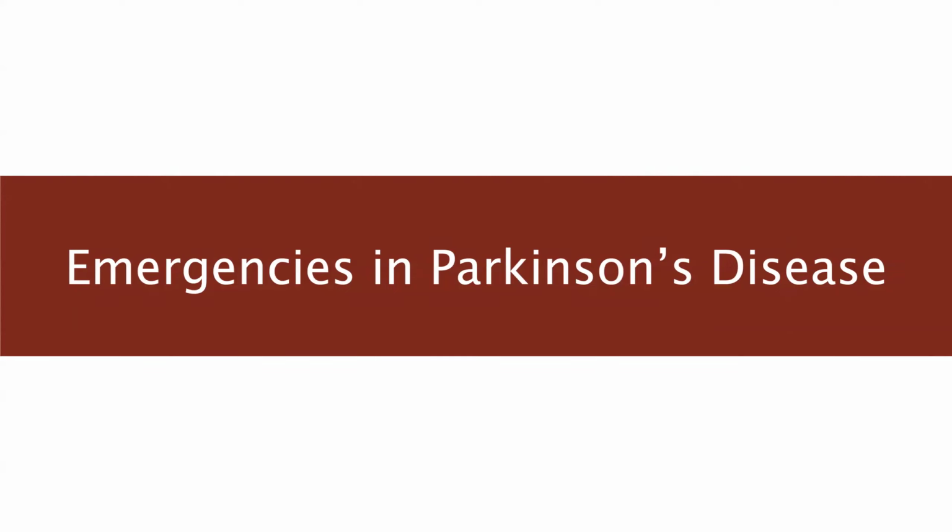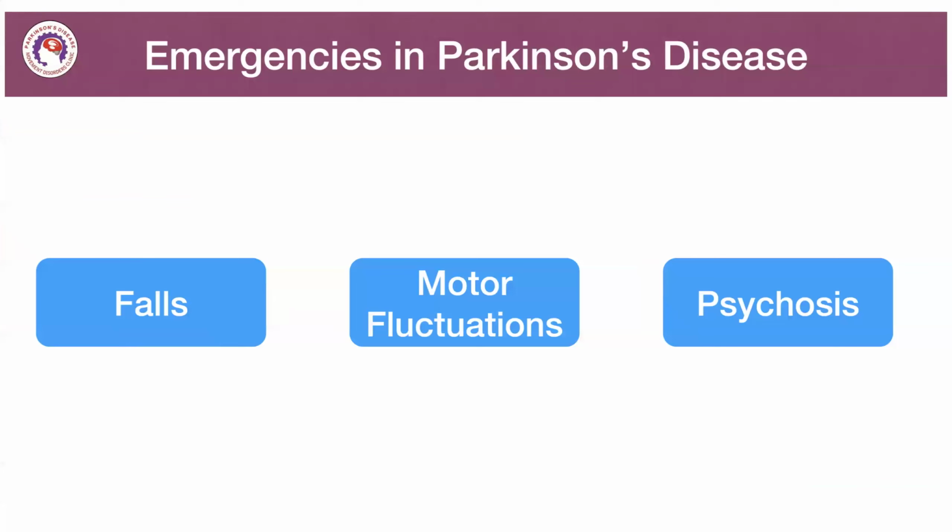So let's talk about emergencies in Parkinson disease. The common emergencies in Parkinson disease include falls and fall-related complications, motor fluctuations causing issues, that is severe dyskinesias and on-off periods, and development of acute psychosis either due to the disease process or drug-induced. This is completely covered in a different topic in relation to Parkinson disease. I'm not going to talk about these 3 points here.